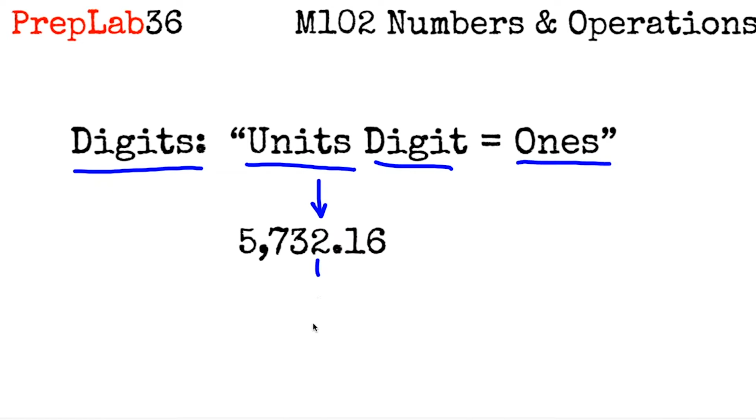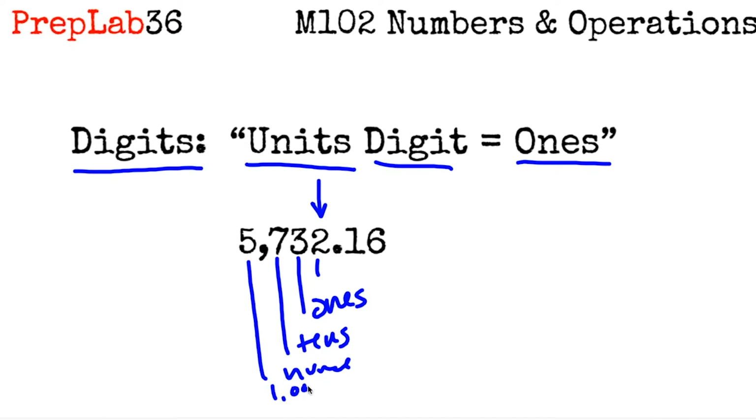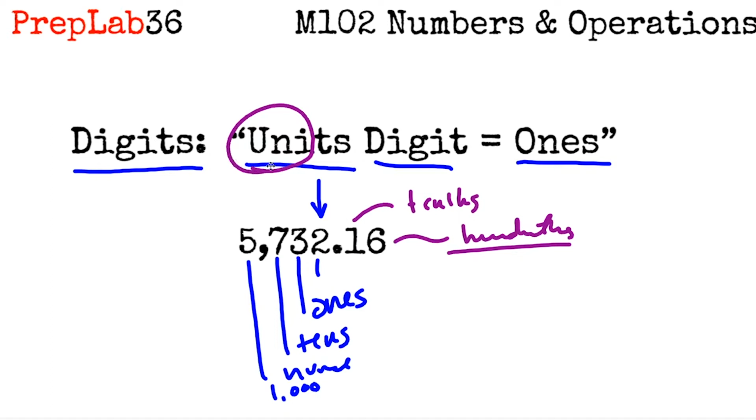So what do we have? We have the ones. We have the tens. We have the hundreds. We have the thousands. And what do we have on the other side of the decimal place? We have the tenths and the hundredths. So unit means one. The Roman word for one is uni. That's where that comes from.